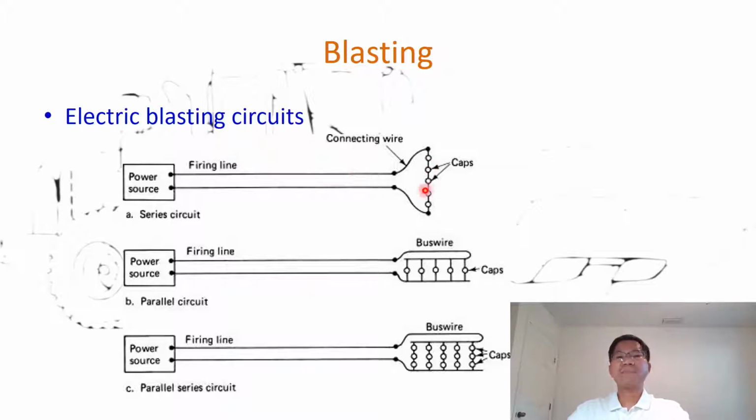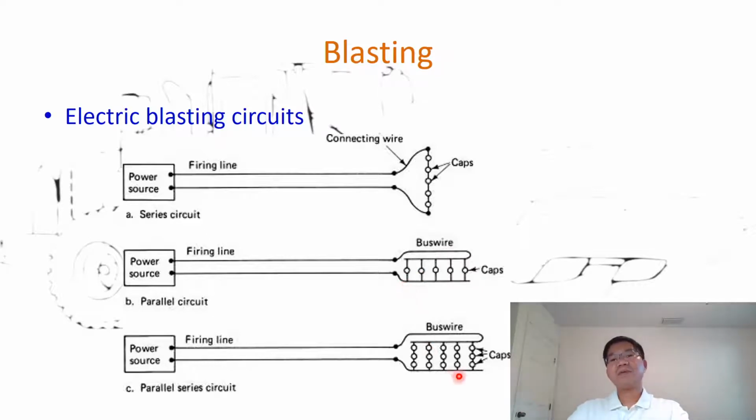The first is the cap, which has a resistance, and then the connecting wire or bus wire also has a resistance, and the firing line, which goes from the power source to the connecting wire, or from the connecting wire to the power source, also has resistance. So those form the three resistances that we are going to analyze next. And similarly for the parallel circuit, as you can see, there is only one cap per branch, and in this case we have 5 branches, so in a parallel arrangement we call it a parallel circuit.